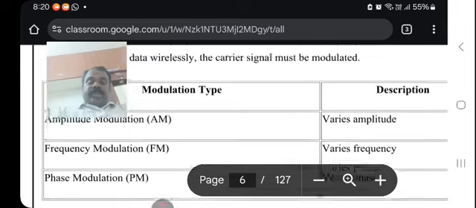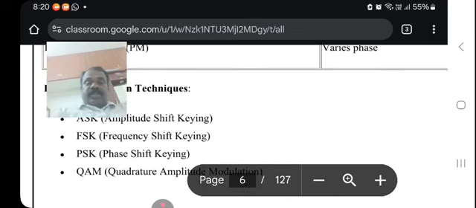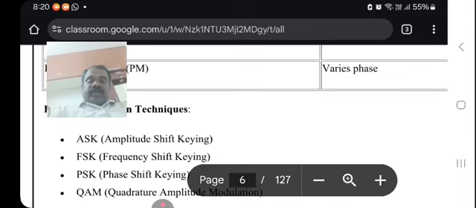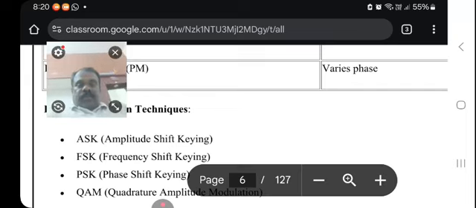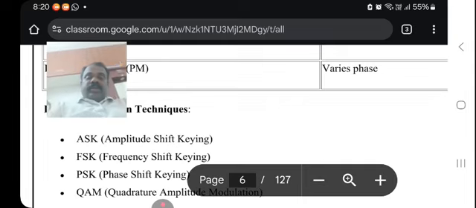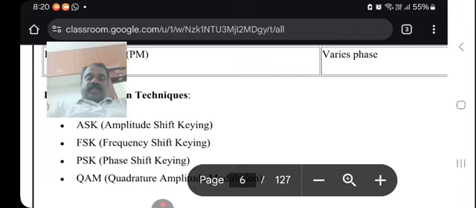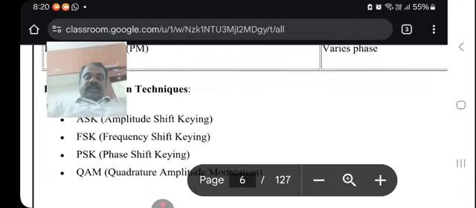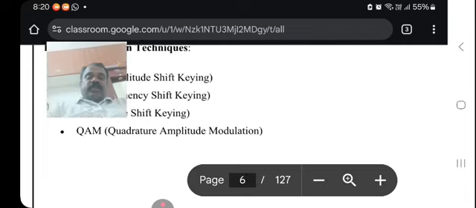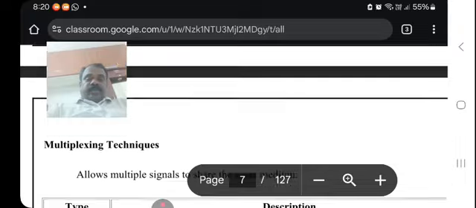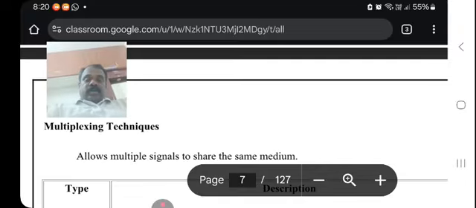Digital modulation techniques. In digital modulation techniques, we use four types of keying: amplitude shift keying, frequency shift keying, phase shift keying, and quadrature amplitude modulation. These are the wireless transmission contents.